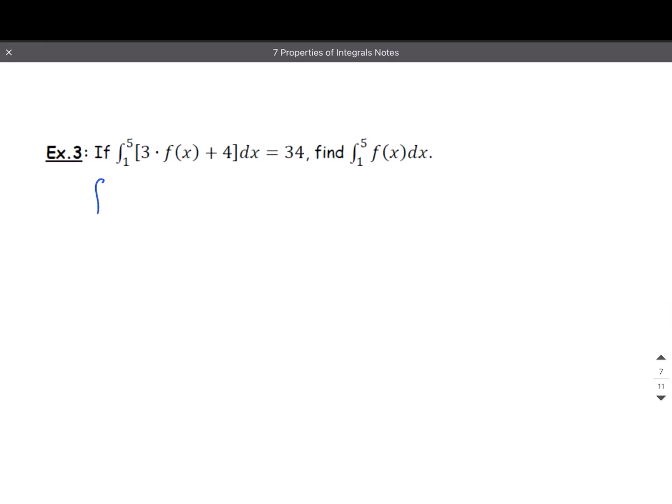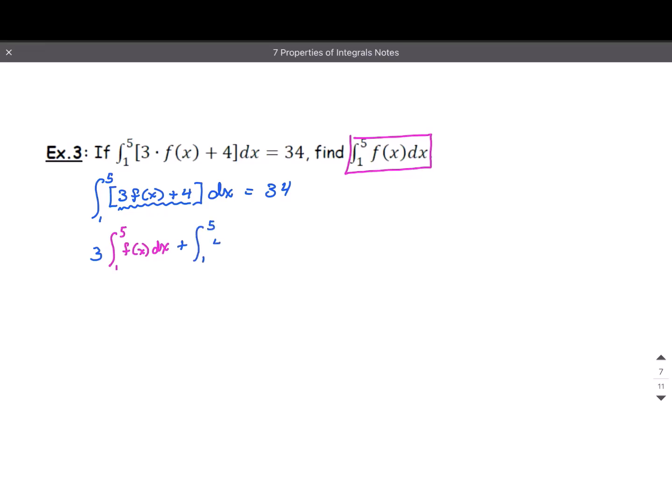If we know that the integral from 1 to 5 of 3 times f of x plus 4 dx equals 34, we want to find this integral from 1 to 5 of f of x dx. All right, so I'm going to start with what I know, and this is an involved integrand, so we're going to break it up a little bit. Now, I can factor out the 3 because it's a constant, so that becomes 3 times the integral from 1 to 5 of f of x dx plus the integral from 1 to 5 of 4 dx, and we know that's supposed to equal 34.